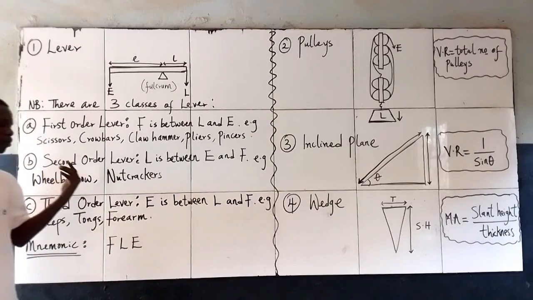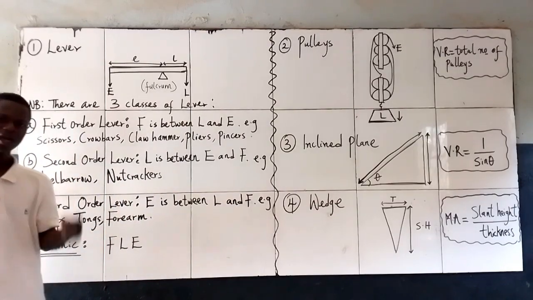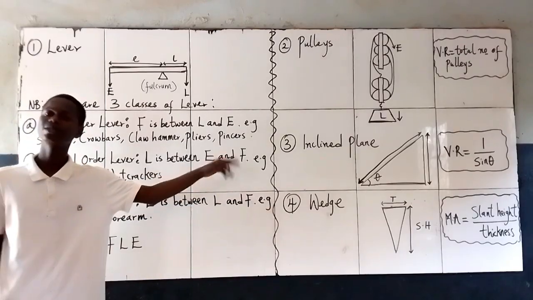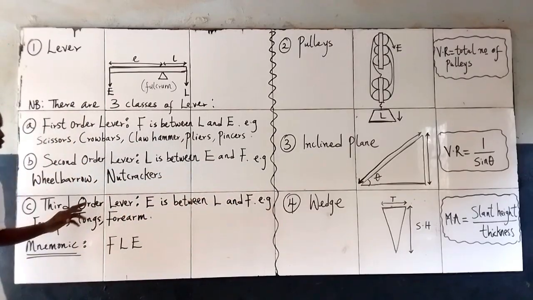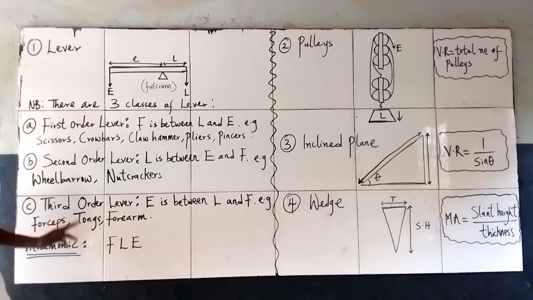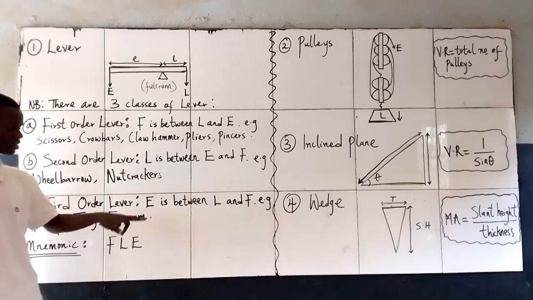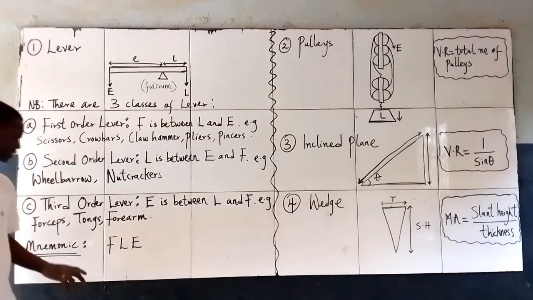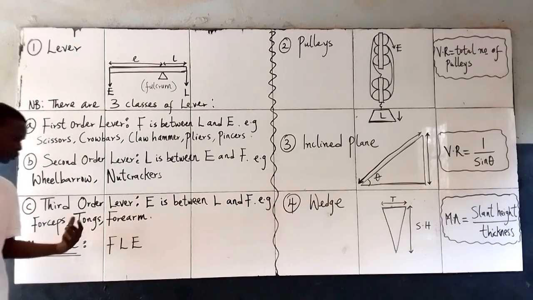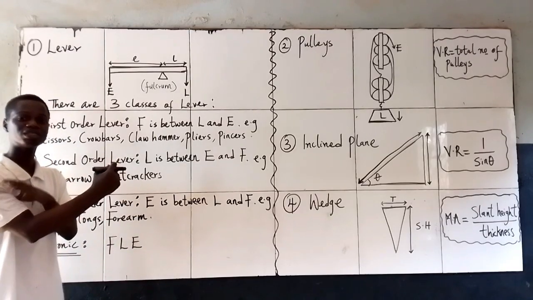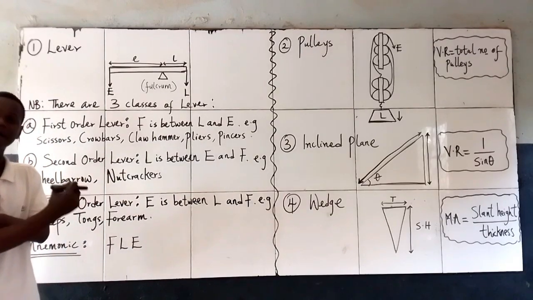Now, next for your second order lever, I've already said that the load is in between E and F, that is effort and the fulcrum. Examples of such are the wheelbarrow and nutcrackers. Lastly, for your third order lever, it is the effort that is between the load and the fulcrum. Examples of such are forceps, tongs, and the forearm. The forearm is an example of a third class or third order lever.